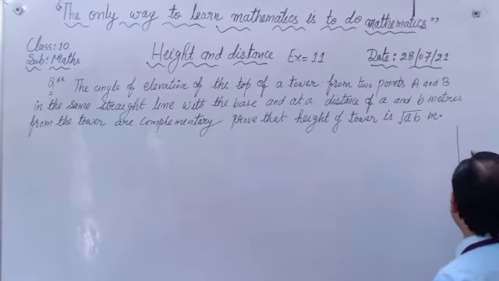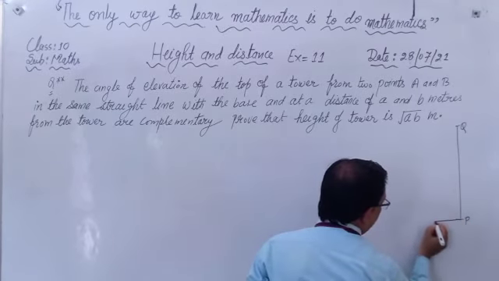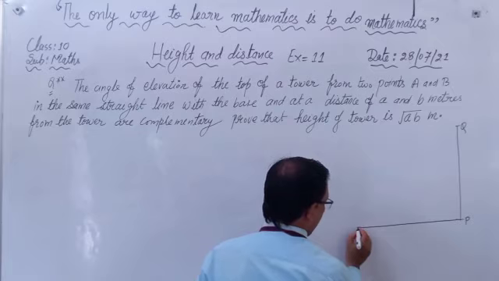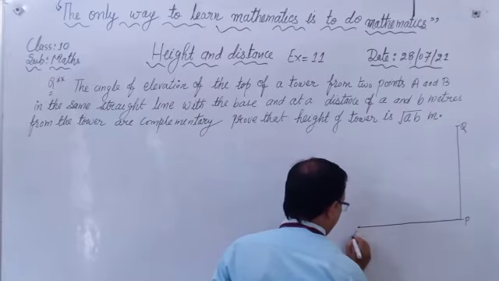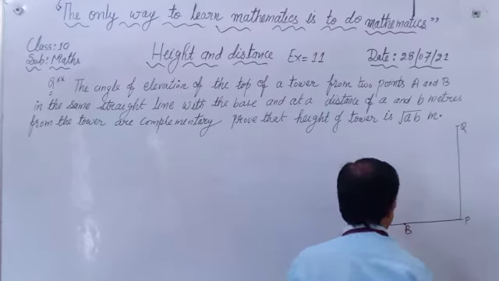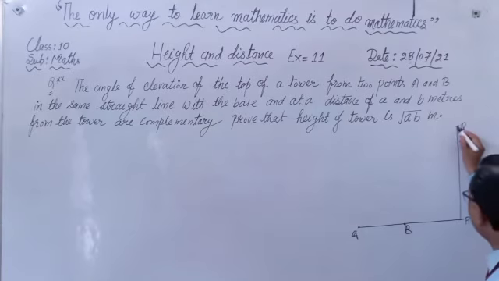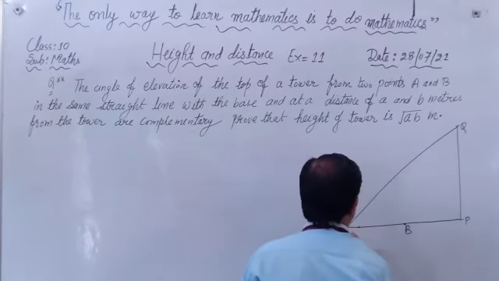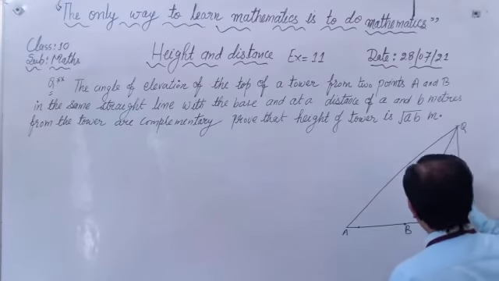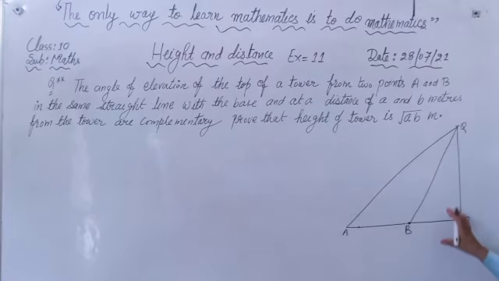Student, let us consider this is your tower. PQ is a tower and we take 2 points A and B on the horizontal. Suppose this is your point A and this point is B. 2 points on the ground, A and B. The angle of elevation of the top of the tower from these points is complementary.